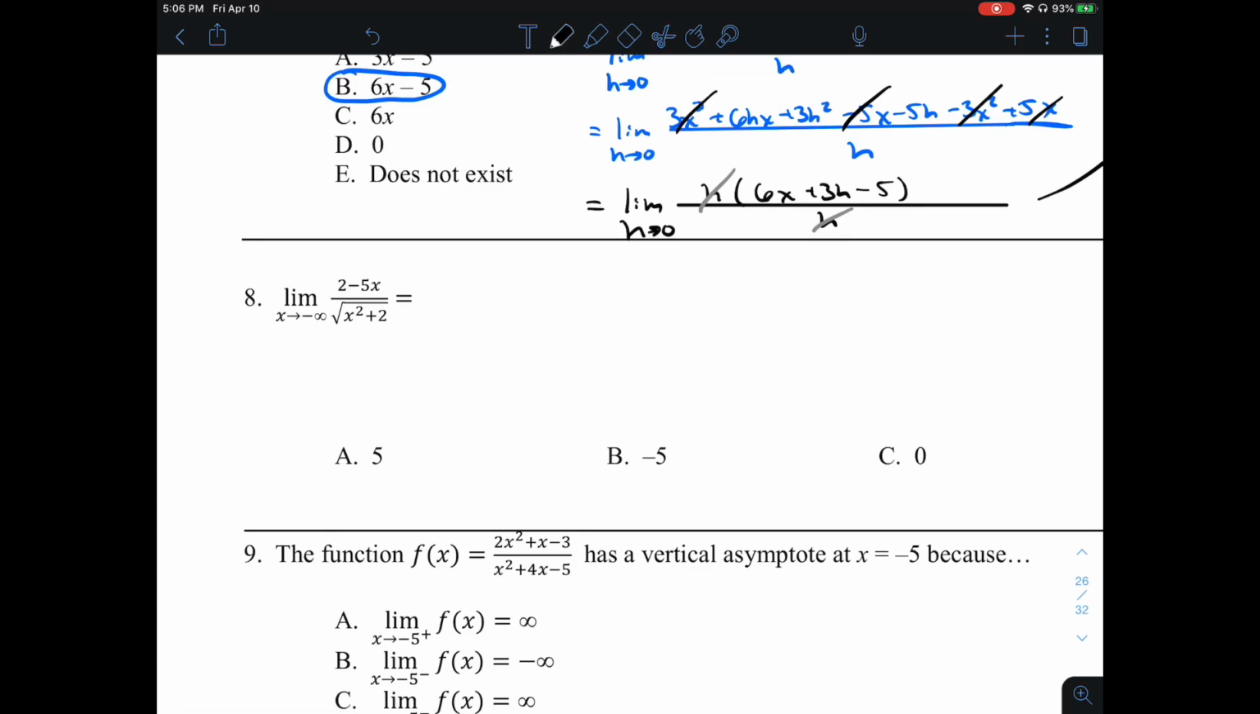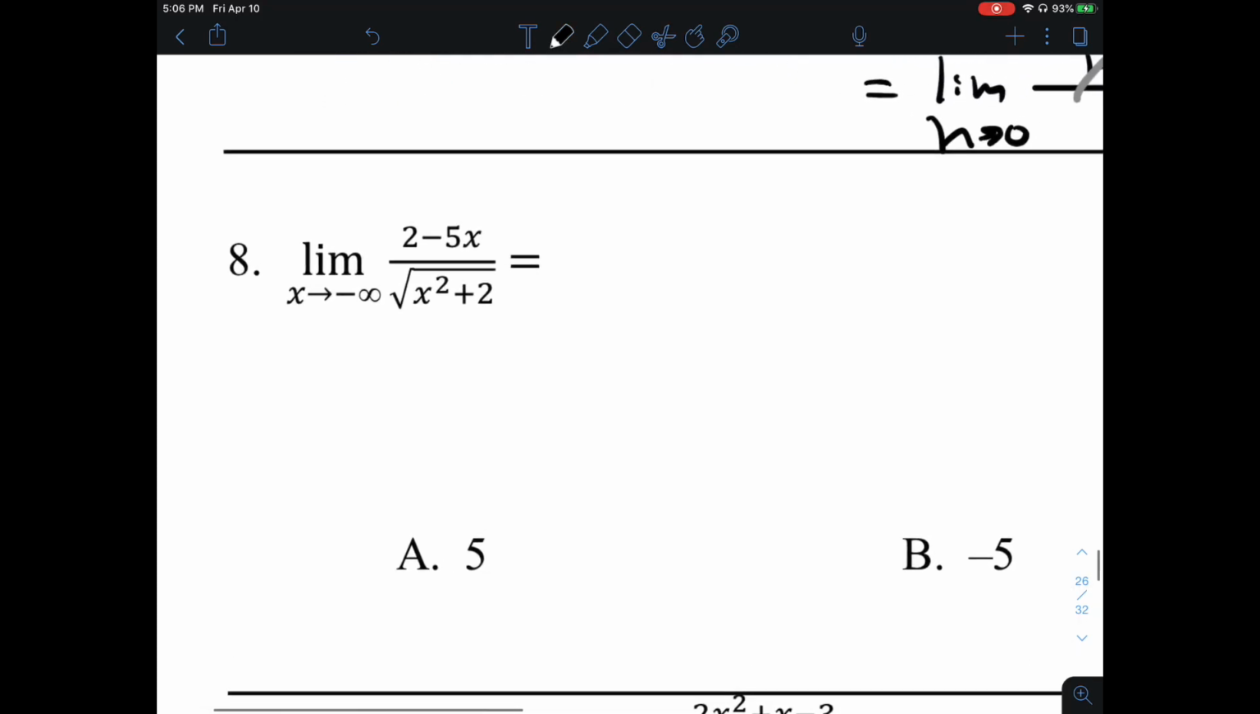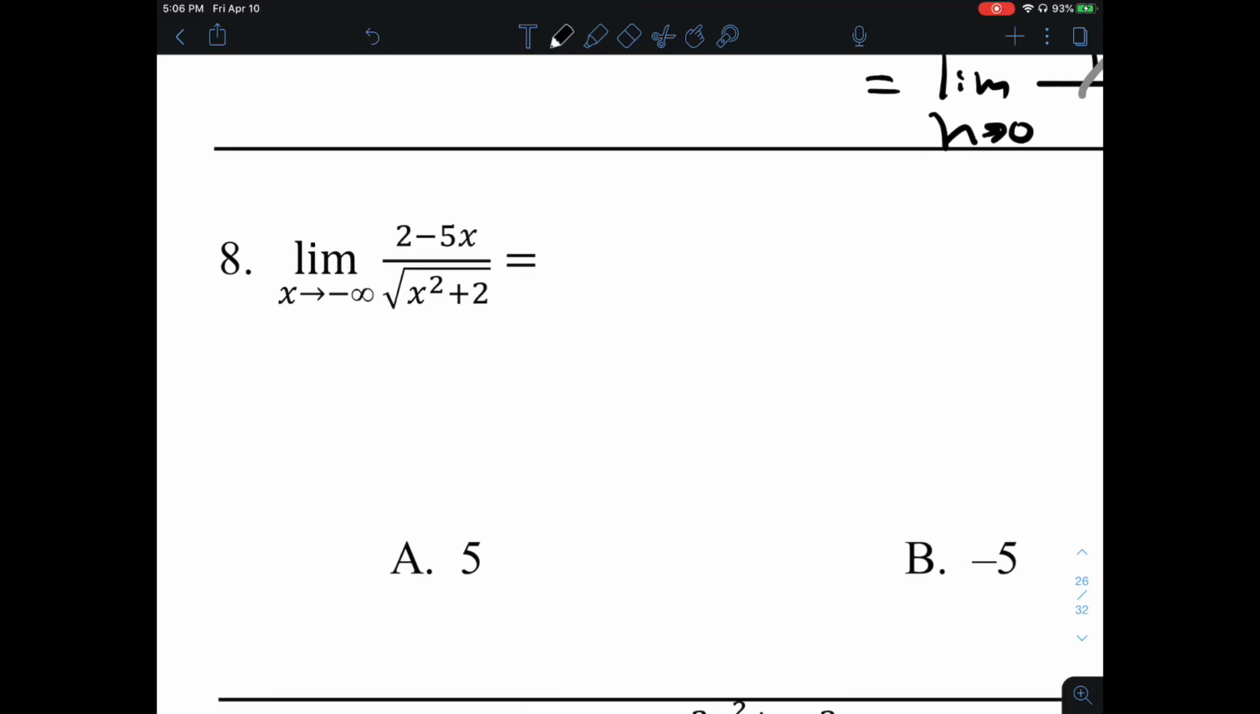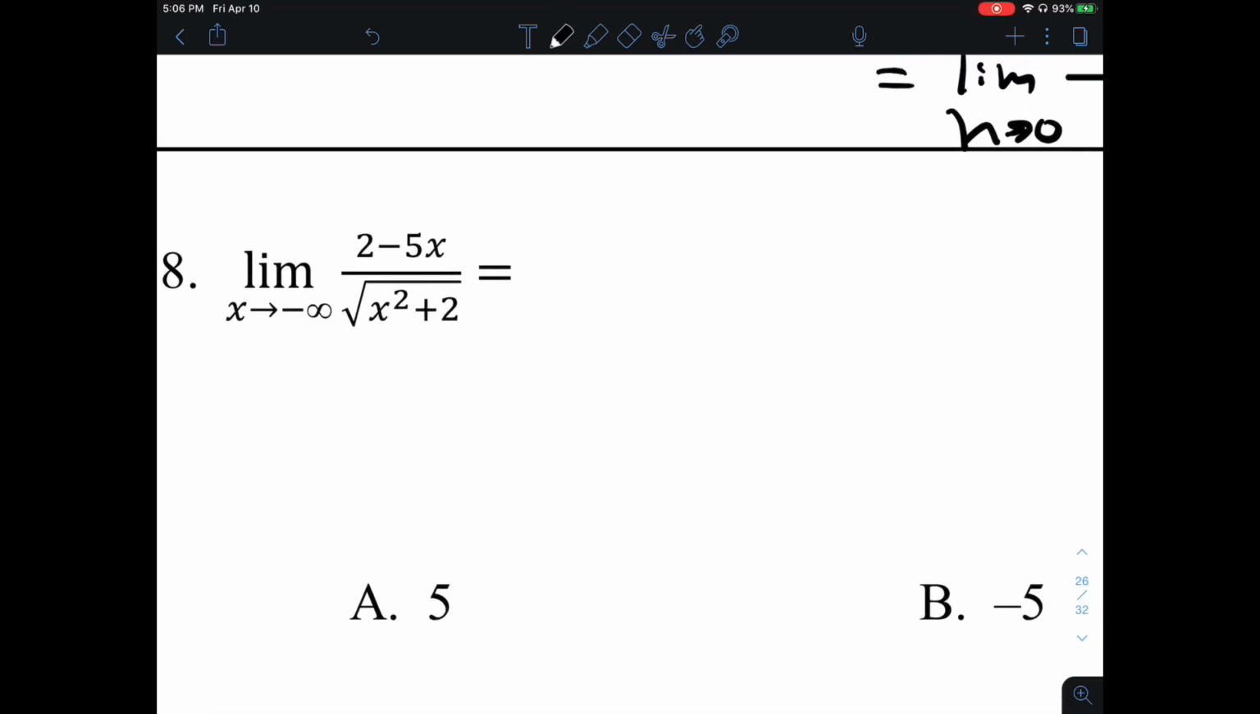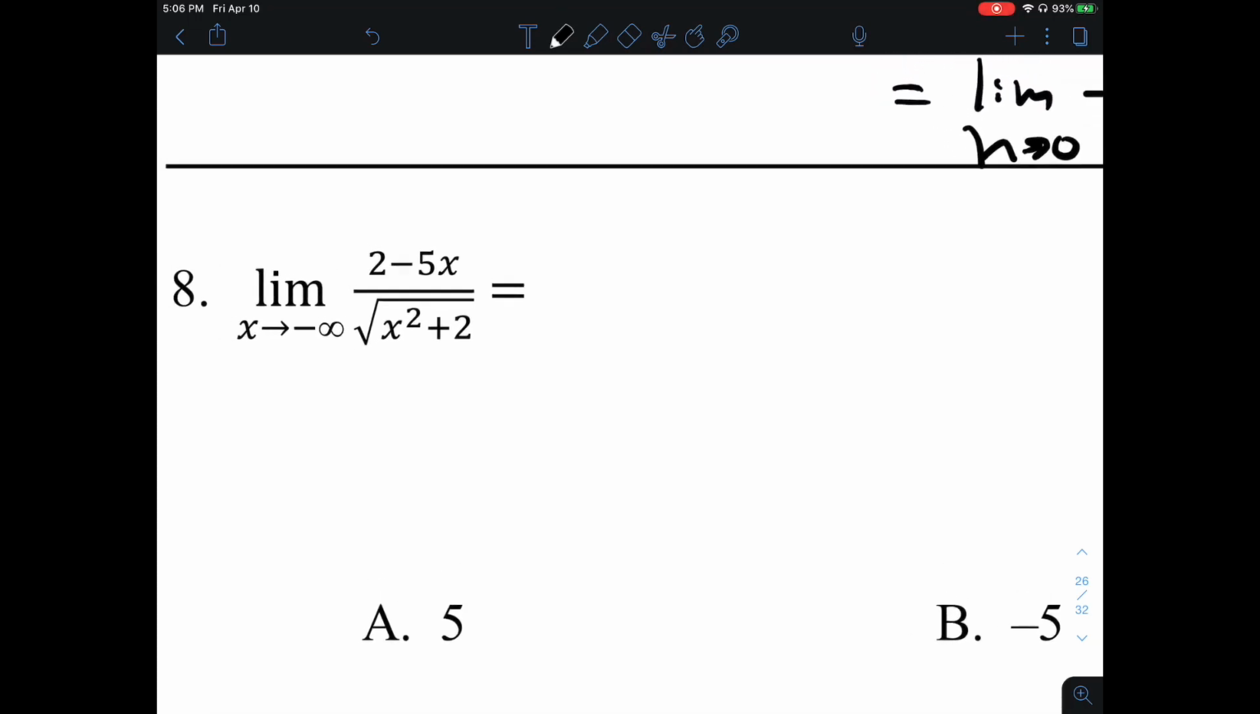Number 8. All right, this is one of those pain in the rears. Can't evaluate the limit directly. We are going to divide.